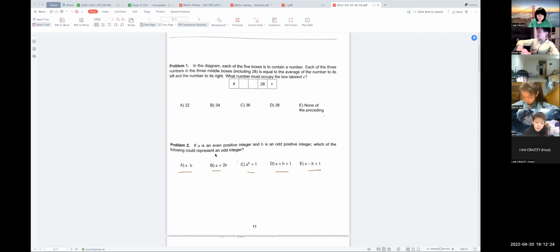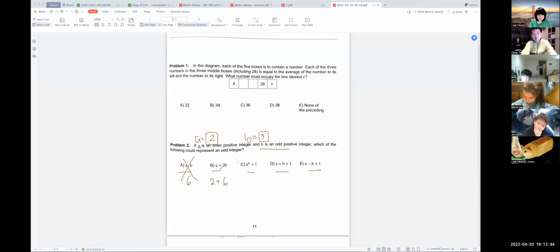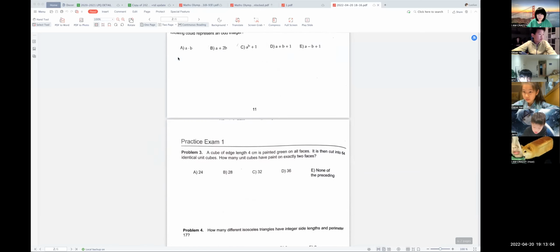So what is the best way of doing that? Find an A. 2. A is an even positive integer. B is an odd positive integer. 3. And make A equals 2, B equals 3. Special number way. A times B, 2 times 3, 6? No. 2 plus 3, 5. No. 2 to the power 3 plus 1, 9. Yes. 2 plus 3 plus 1? No. 2 minus 3 plus 1, 0. No. So the only answer possible is the one that gives 9. Get it, everybody? So that's the quickest way. So you don't have to really calculate anything.